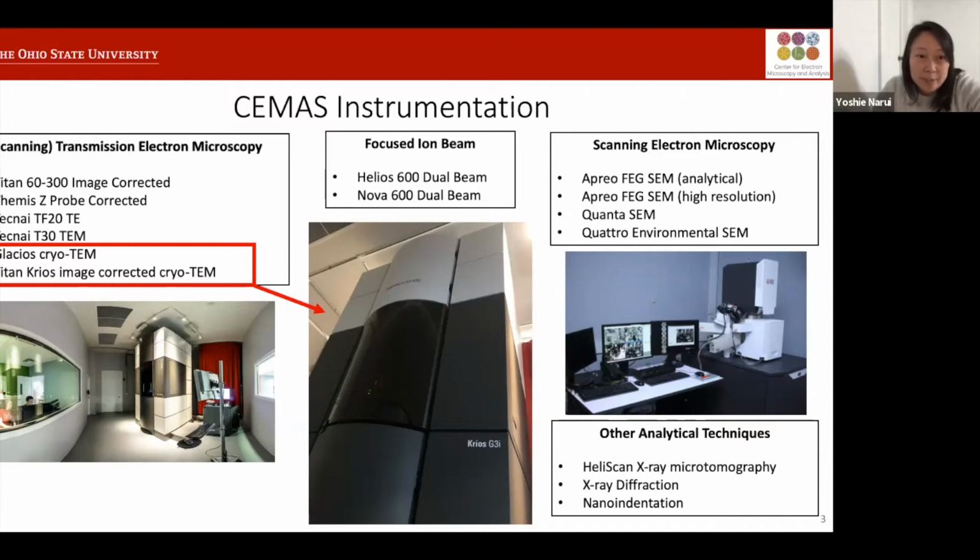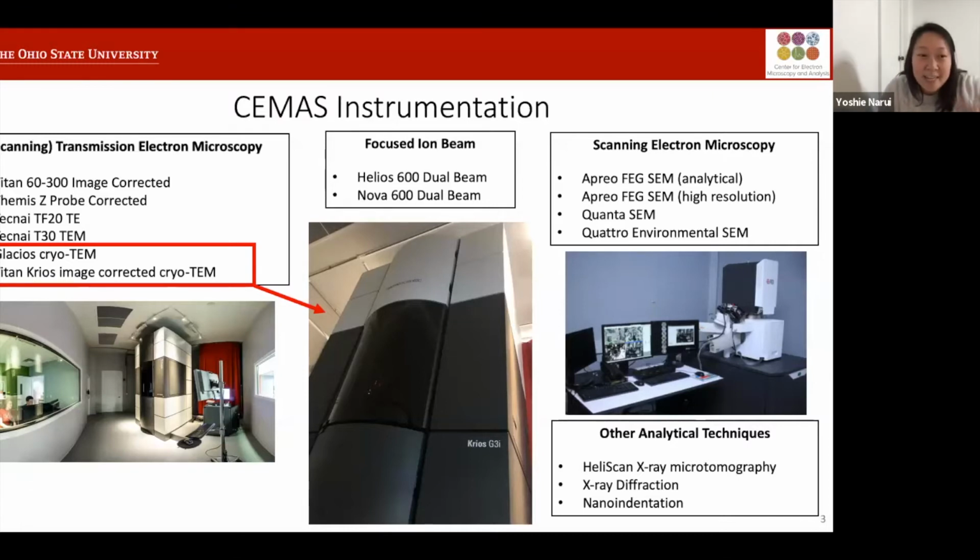The main difference between those two microscopes is that the Glacios is a 200 kV electron microscope, and the Titan is a 300 kV microscope that has a few extra bells and whistles, more advanced optics, like a phase plate and energy filter. But both of them are equipped with direct electron detectors, which I'll discuss in the slides later. Those are necessary for doing structure determination, and both of our microscopes are equipped with those detectors.